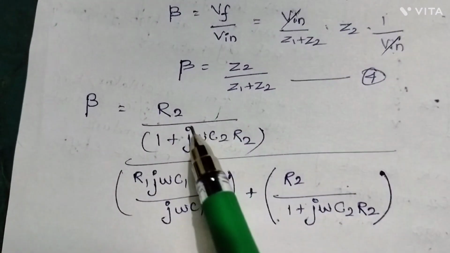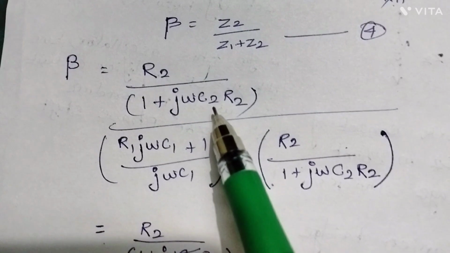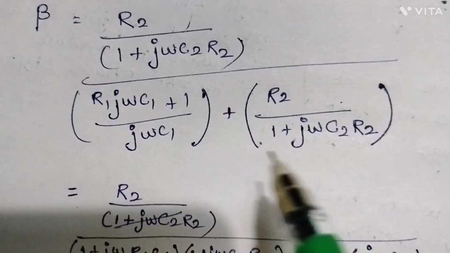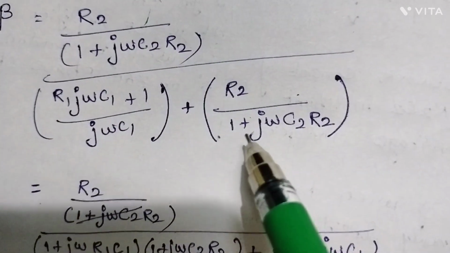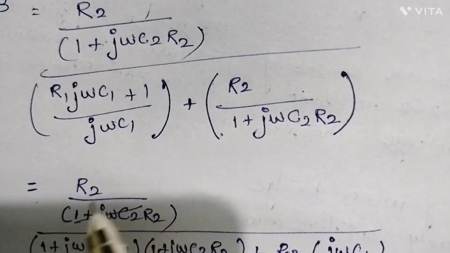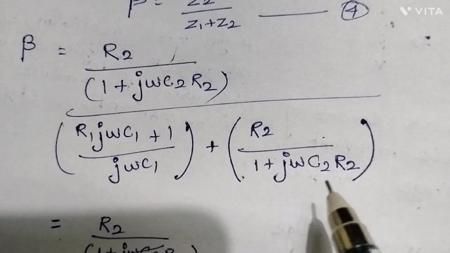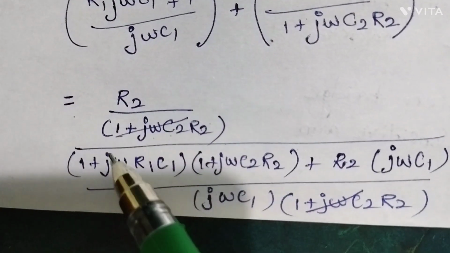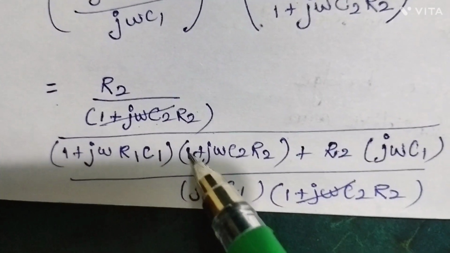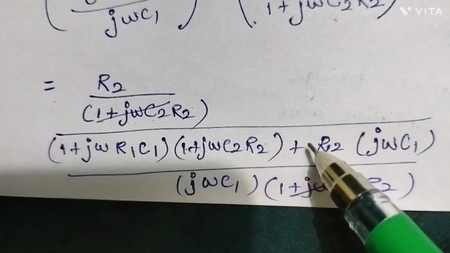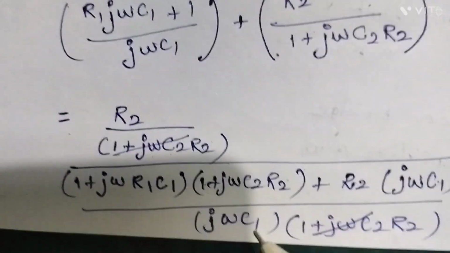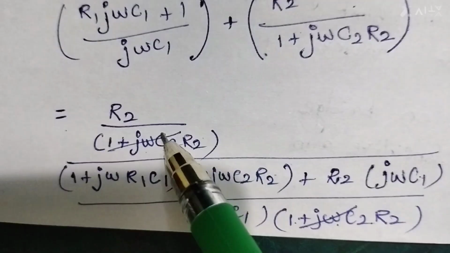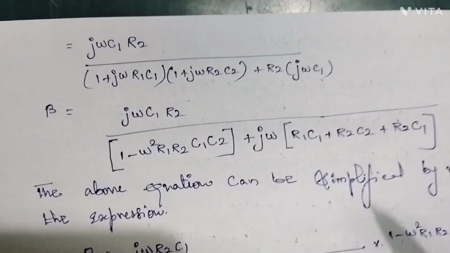So beta is equal to R2 divided by 1 plus j omega C2 R2, whole divided by R1 j omega C1 plus 1 divided by j omega C1 plus R2 divided by 1 plus j omega C2 R2. Here we can again take the LCM. So R2 divided by 1 plus j omega C2 R2, whole divided by 1 plus j omega R1 C1 into 1 plus j omega C2 R2 plus R2 into j omega C1, whole divided by j omega C1 into 1 plus j omega C2 R2. So this term and this term will be cancelled.